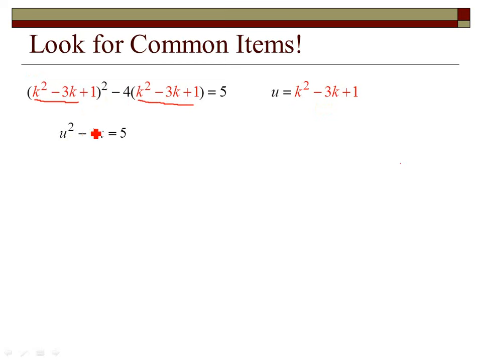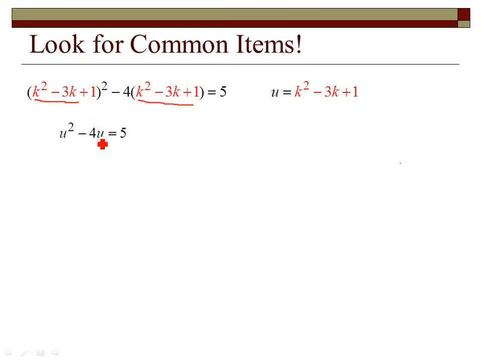This makes the problem easier, and this is back to something we're more familiar with. Now, if you don't want to use the letter u, you can use any letter you want, as long as in this case it wasn't k. So if you wanted to let x equal k squared minus 3k plus 1, that's fine. Just don't use a variable that's already being used.